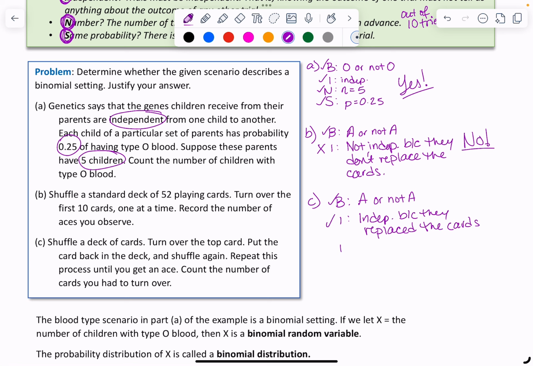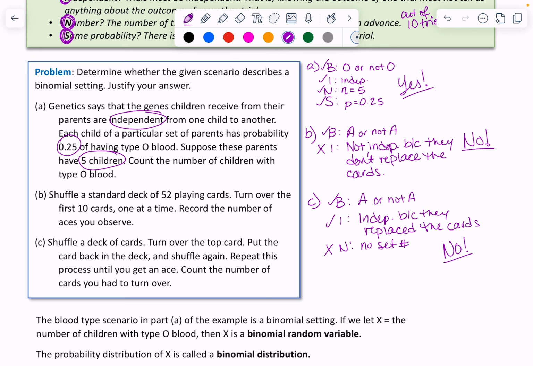Okay, and my set number of trials, this is where we get messed up. We don't have a set number of trials. Right? They said just keep going until you get an ace. So you could literally be flipping it the first for 1 card, or you could be flipping it for 48 cards until all you have left are aces. So this is not a set number, so this is not binomial.